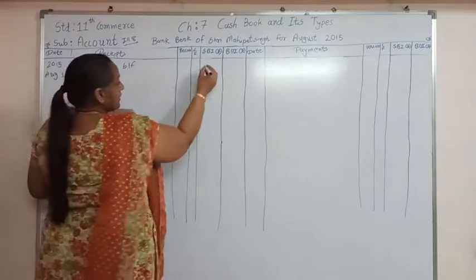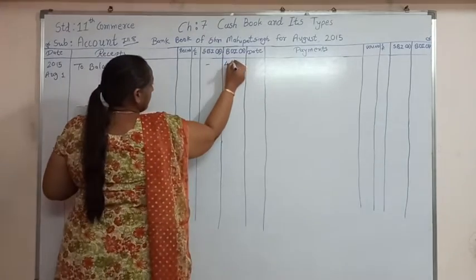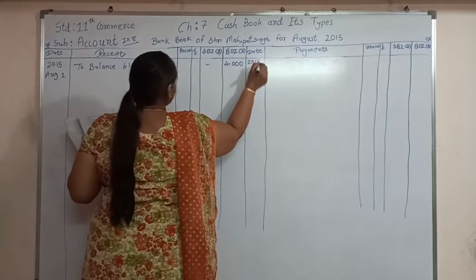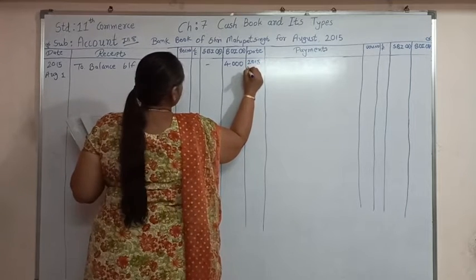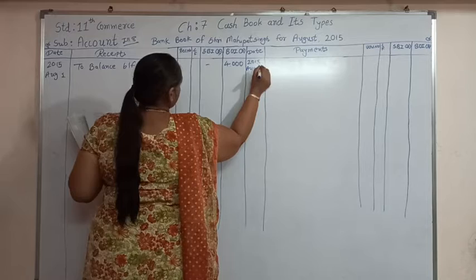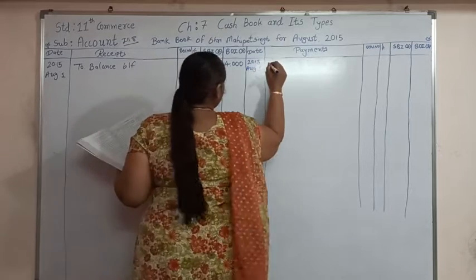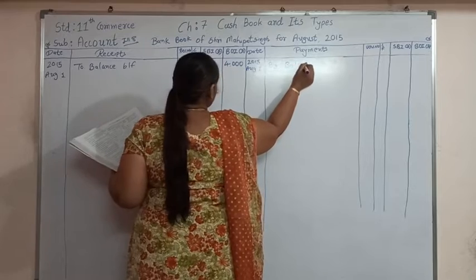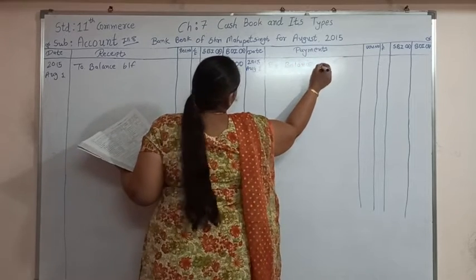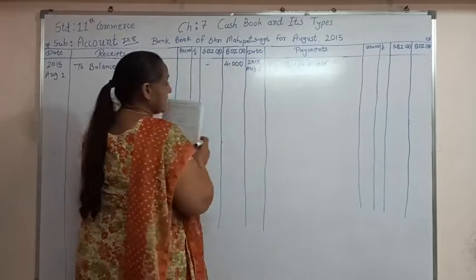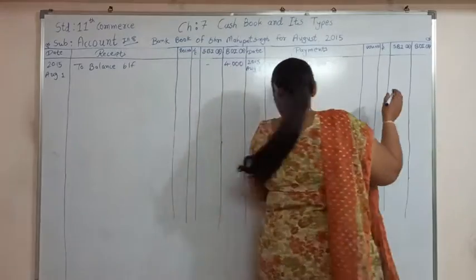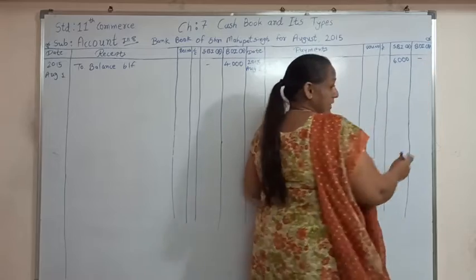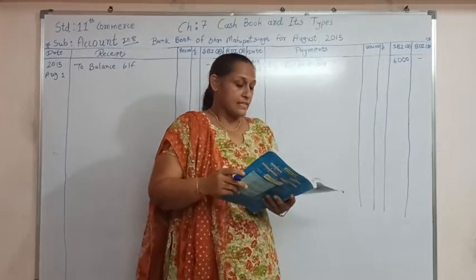Balance of BOI will be 4,000, and the same, 2015 August 1st, by balance brought forward, and SBI will be 6,000 bank overdraft. In the column of SBI there will be an overdraft of 6,000.